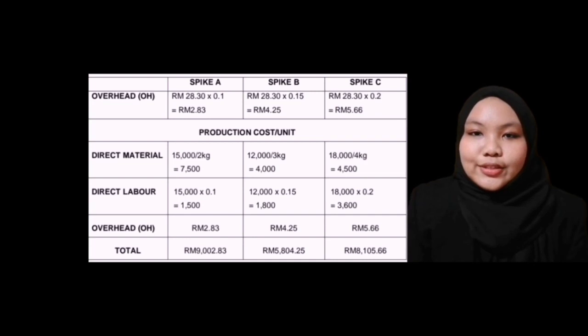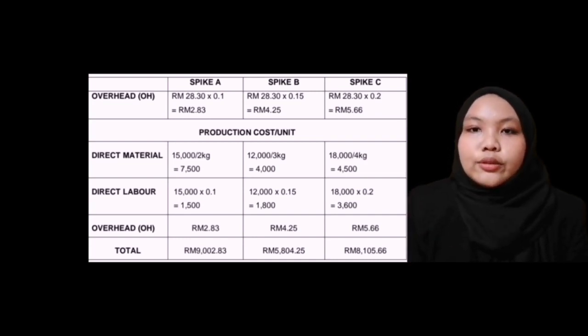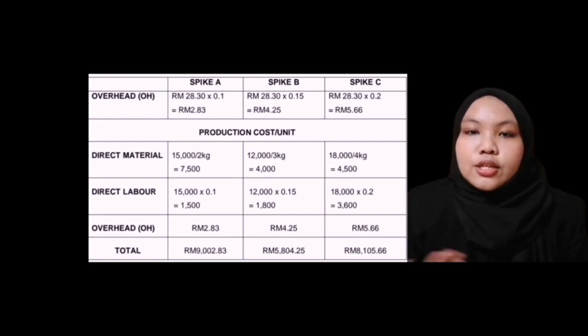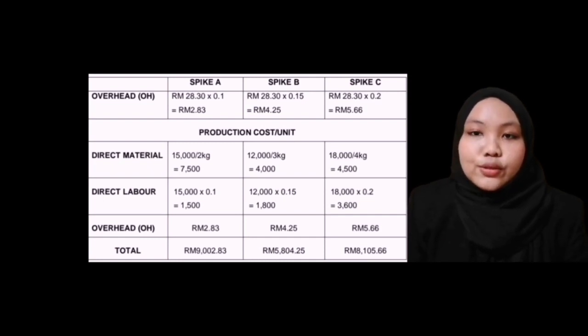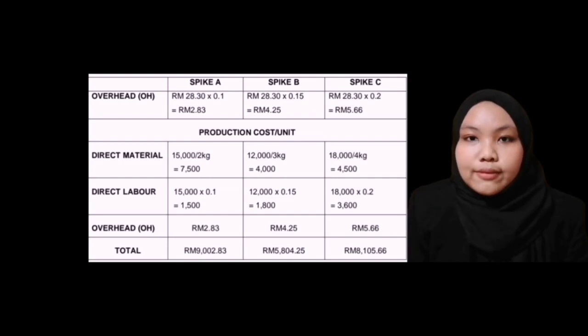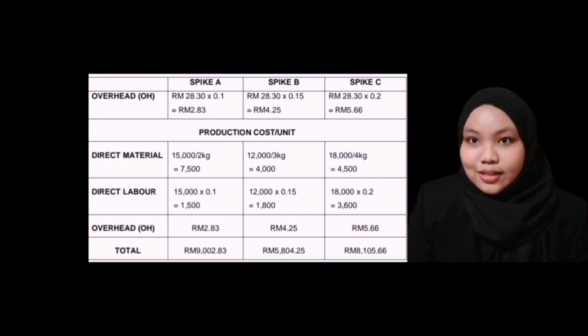After we calculate these three elements, which are direct material, direct labor, and overhead, we need to total them. So the production cost per unit of Spike A is 9,002 ringgit 83 cents, while for Spike B, the total is 5,804 ringgit 25 cents. And lastly, the total cost per unit for Spike C is 8,105 ringgit 66 cents. That's all from me.